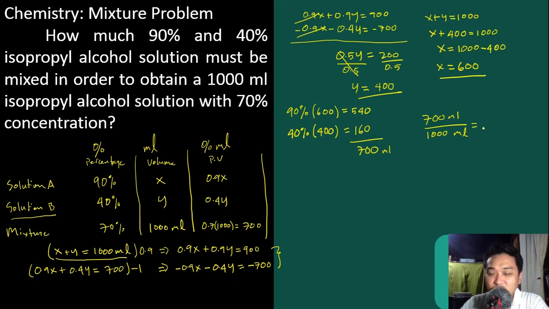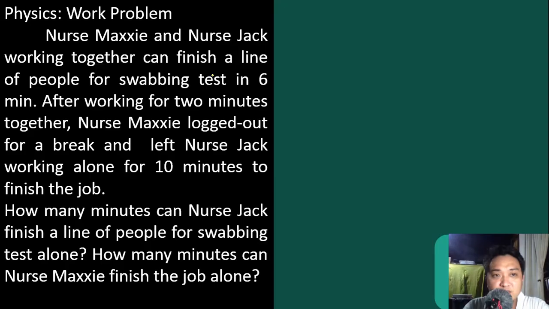So, that is also the same as 0.7. Cancel ml. That is 0.7. And that is also equivalent to 70%. Ayan. So, nakagawa tayo ng 70% out of these two mixtures. Ayan. So, kailangan maghalo tayo ng 600 ml at saka 400 ml na 90 at saka 40% solution ng alcohol respectively. So, let us have another problem.